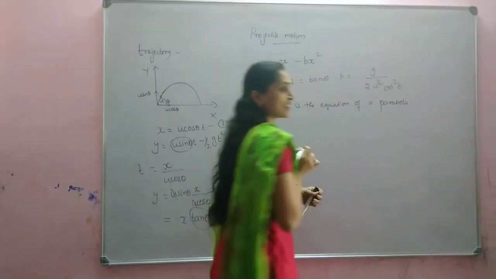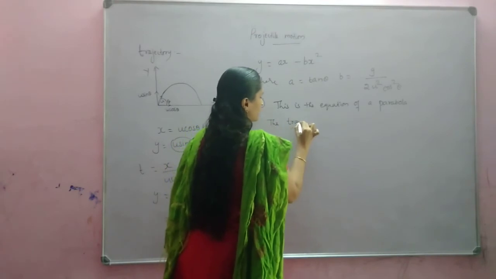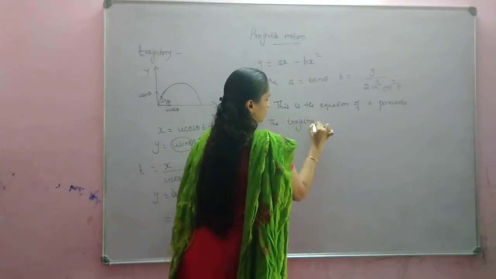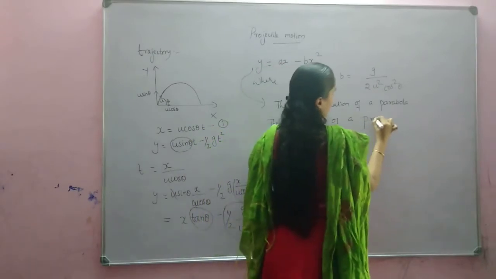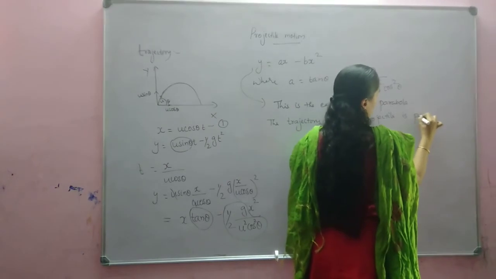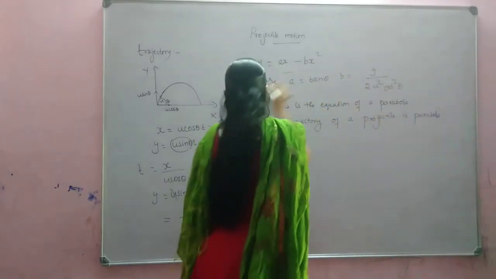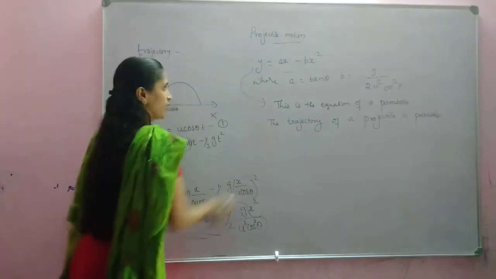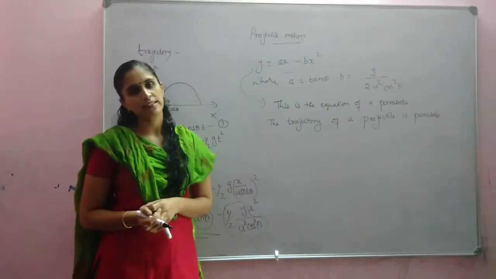So we can say that the trajectory is parabolic. The trajectory of a projectile is a parabola. How to show that it is a parabola? We have to get this expression and show that it is equal to this form. Then you can say that the path is a parabola.